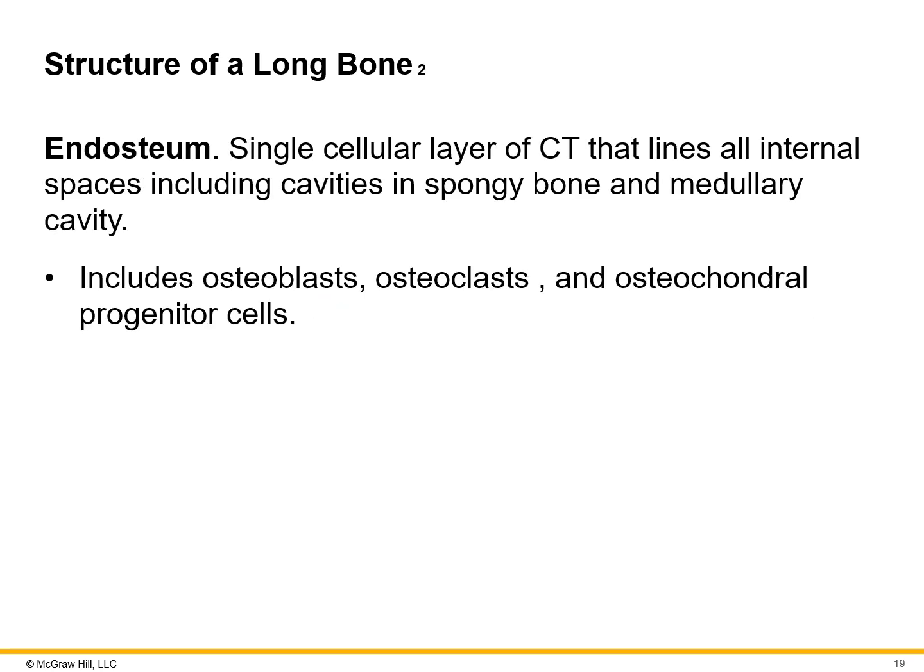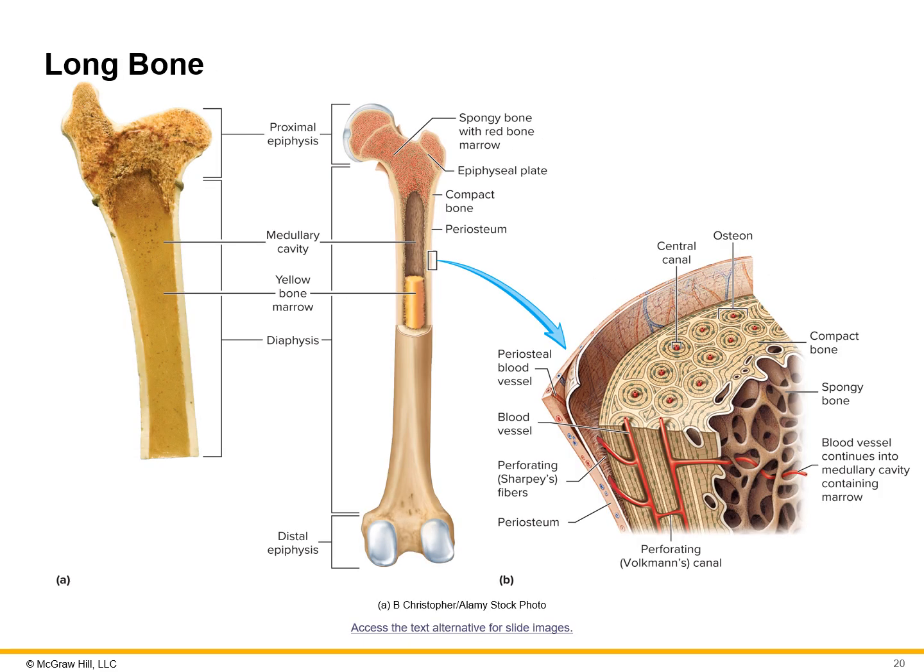Periosteum on the outside, and then endosteum on the inside. This is a single layer of connective tissue that lines the internal space, including those cavities in the spongy bone and the medullary cavities, so any openings. And this has osteoclasts, osteoblasts, as well as those progenitor cells.